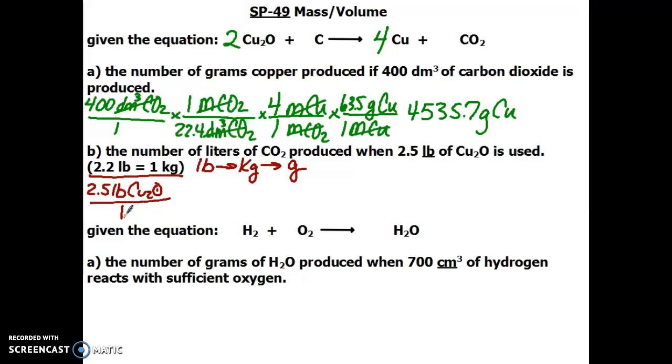This is where I use my conversion. My conversion says that 2.2 pounds, and those go on the bottom because they're on the top, is equal to 1 kilogram. All right, that got me from the English system into the metric system. Still don't want kilograms though. I want grams. And because we know that the prefix kilo means 1,000, then we can say in 1 kilogram, there is 1,000 grams.